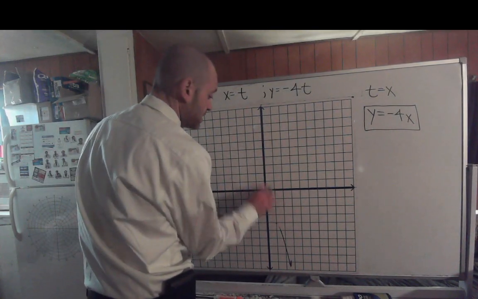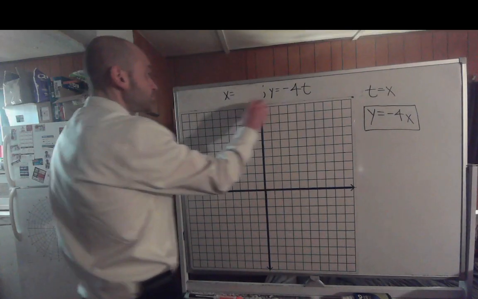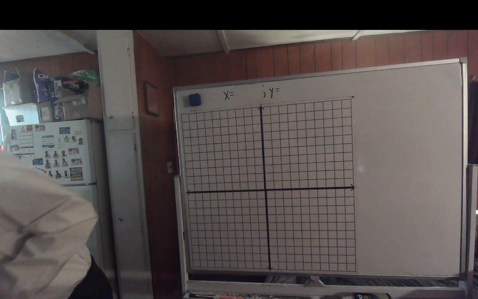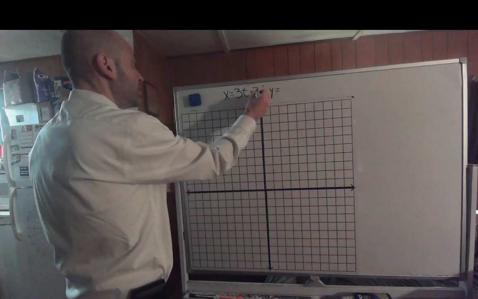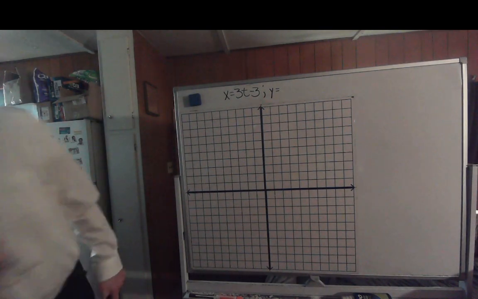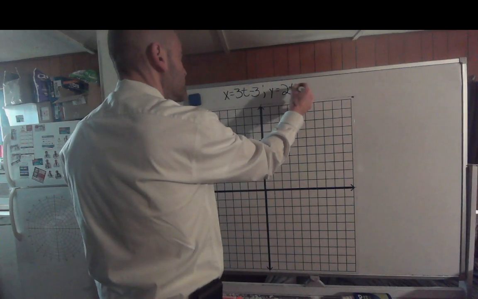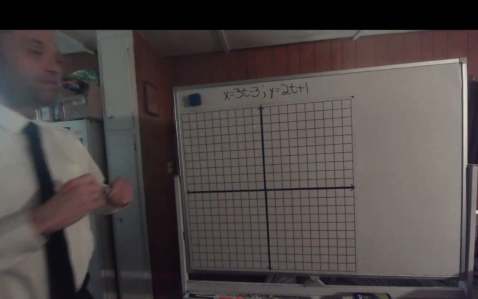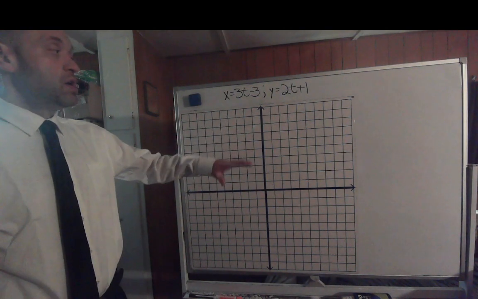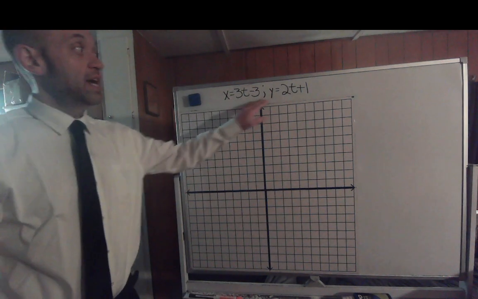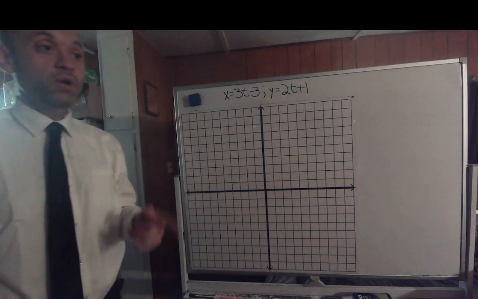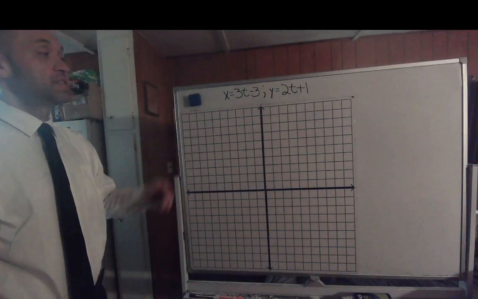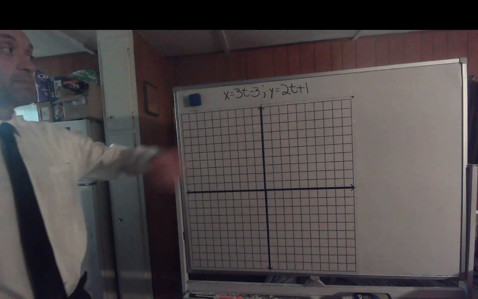Alright, let's do another one here. So we have x equals 3t minus 3, y equals 2t plus 1. So as we see at a various time t, we have different motion for the x and the y. But we can convert this into a rectangular equation. How do we do that? Once again, solve for t in terms of x to eliminate the parameter.